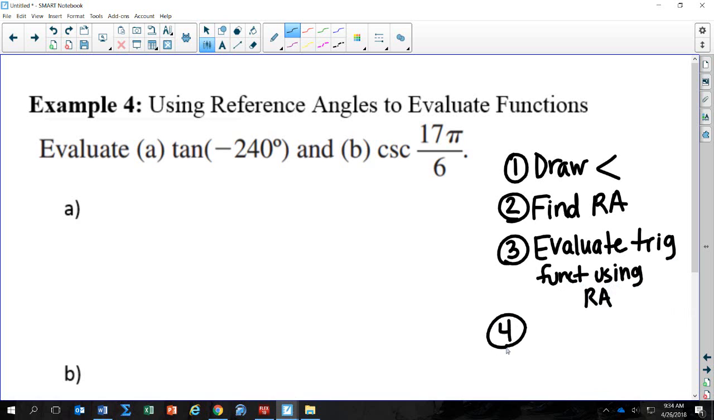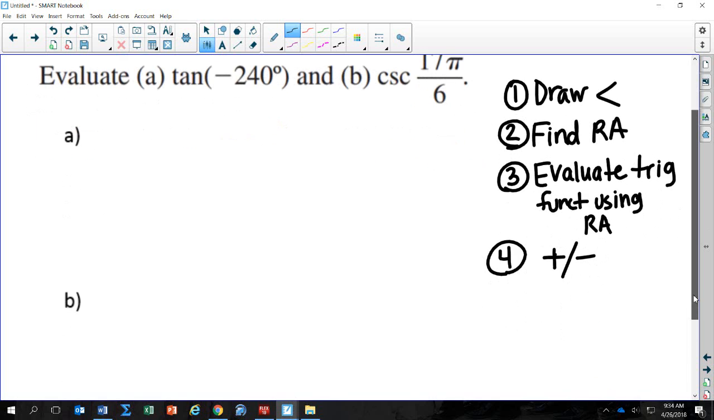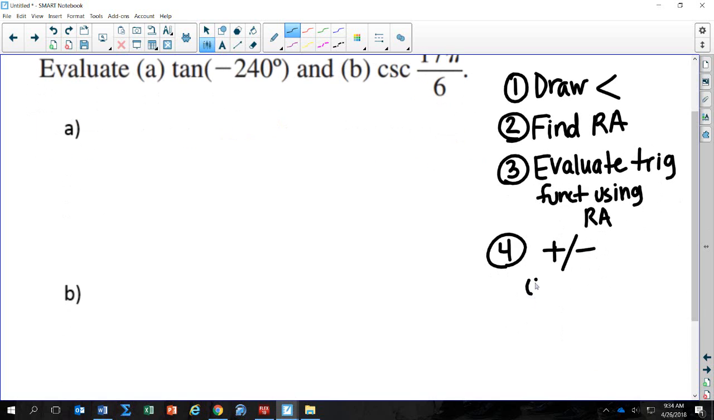And then the very last step is to label whether that trig ratio is positive or negative. What you're going to base that on is "All Students Take Calculus." What we just did. It's going to depend on what quadrant it's in. If the trig function is in a different quadrant, then it might be positive or it might be negative. So you have to think about what quadrant you're working in. Okay, so in the first example, we're looking at tan of negative 240.